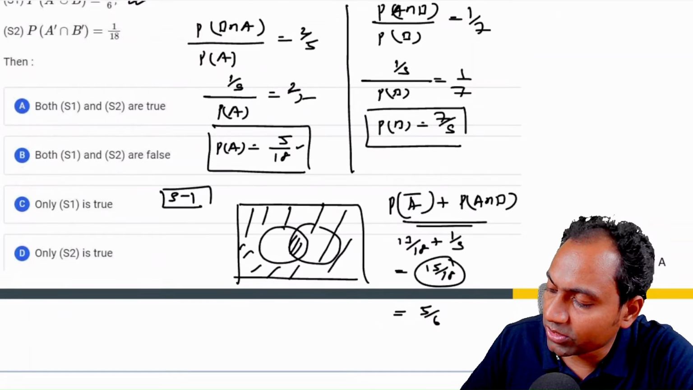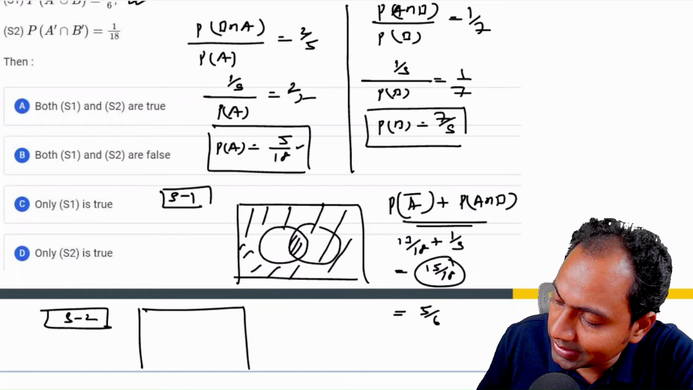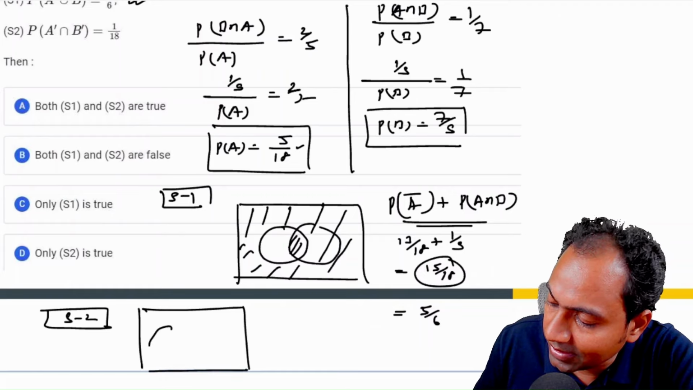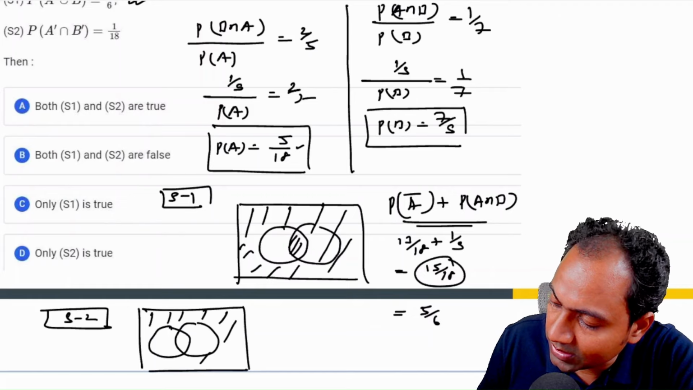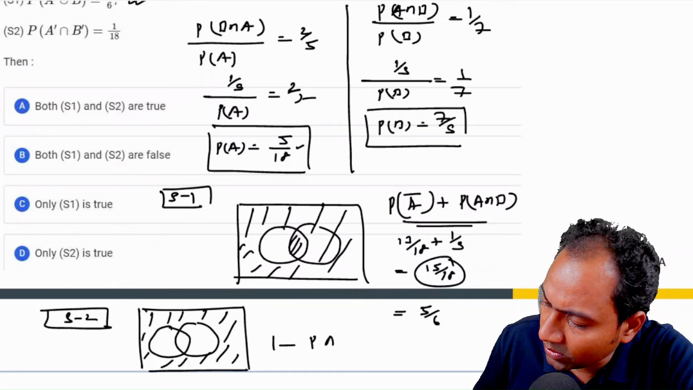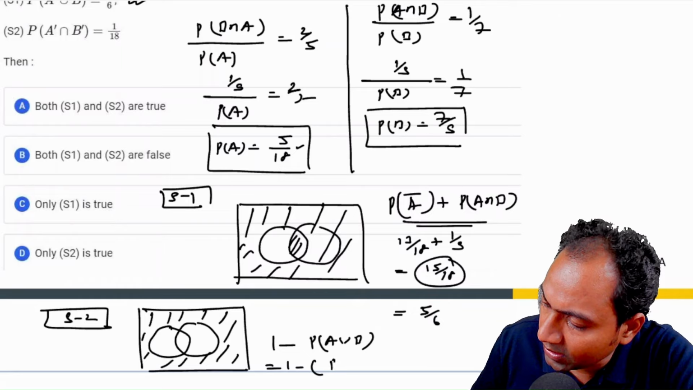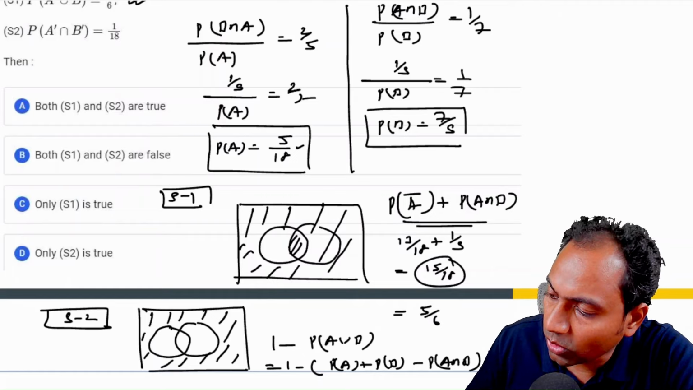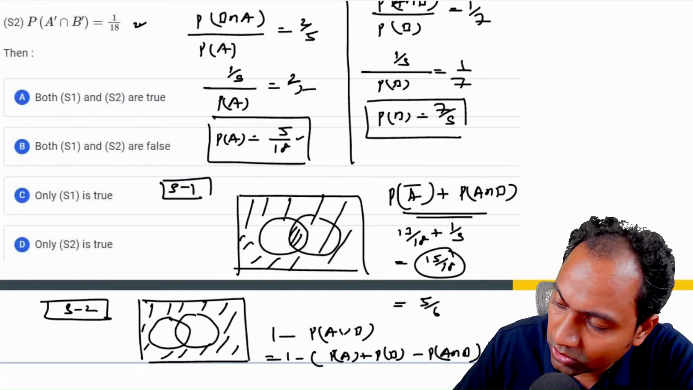If I look into statement 2, statement 2 talks about a region that is nothing but the intersection of both the complements. So if I take the intersection of both the complements, this is the region I am getting. So this is nothing but 1 minus P of A union B. And this is easy to find: P of A plus P of B minus P of A intersection B. And if we put all the values into it, the answer of this also comes out to be 1 by 18. So this statement also comes out to be true.